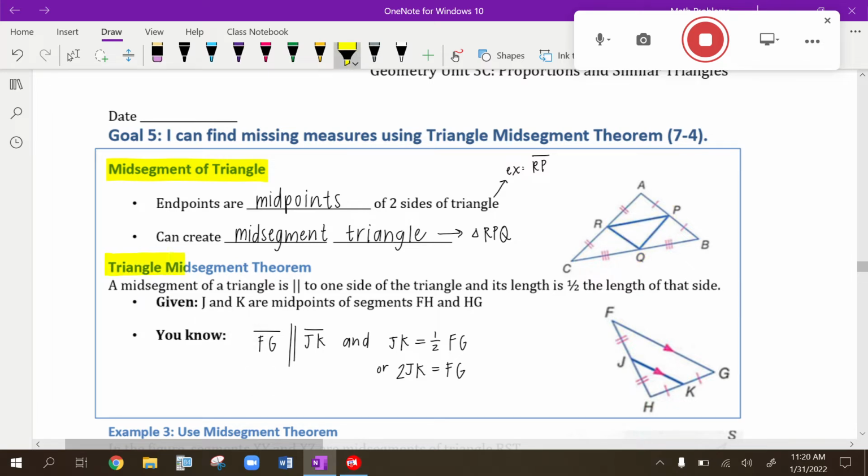Now, something is special about the midsegment triangle. A midsegment of a triangle is always parallel to one side of the triangle, and its length is half the length of that side. So for example, you know that FG and JK are parallel, and you also know that JK is equal to half the length of FG, or you can do it the other way around: 2 times JK is equal to FG.